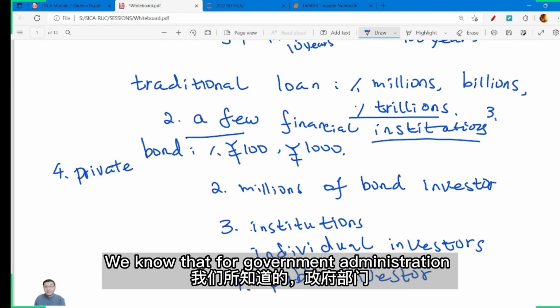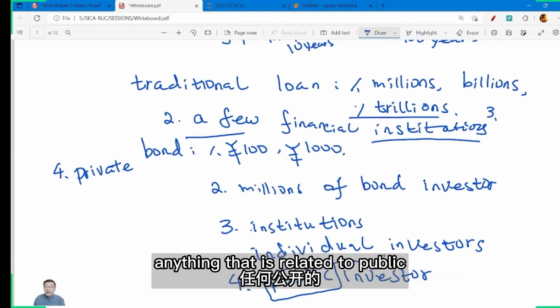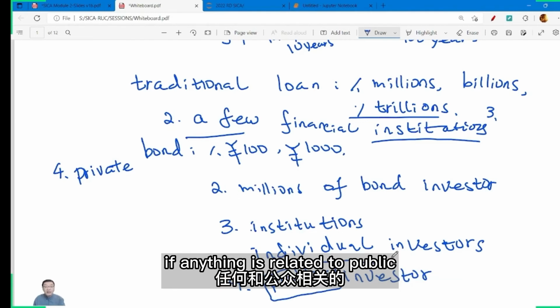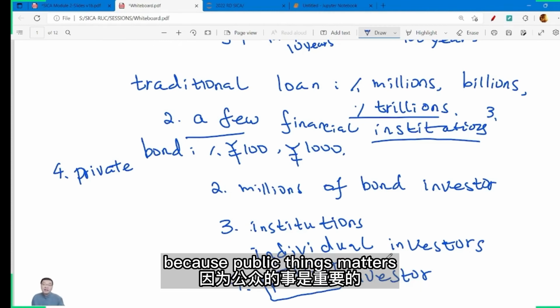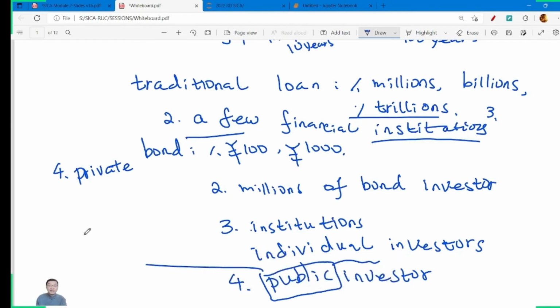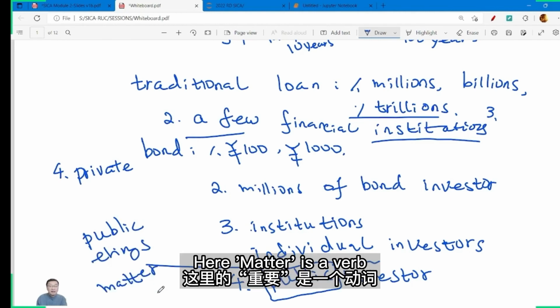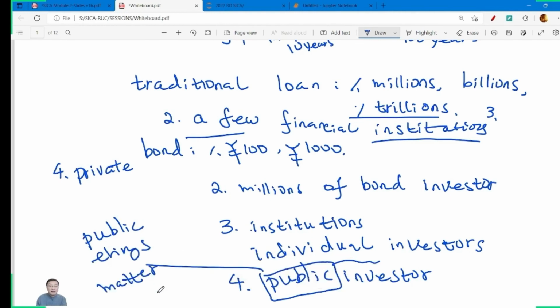We know that for government administration, if anything is related to the public, the government will try to manage it, because public things matter. Here, matter is a verb.